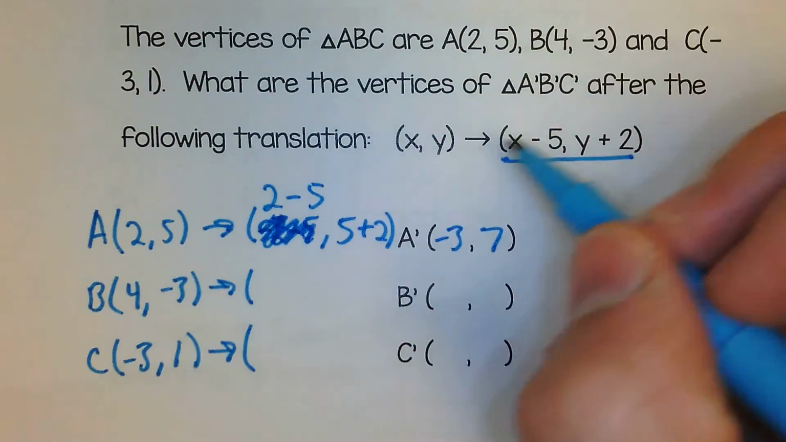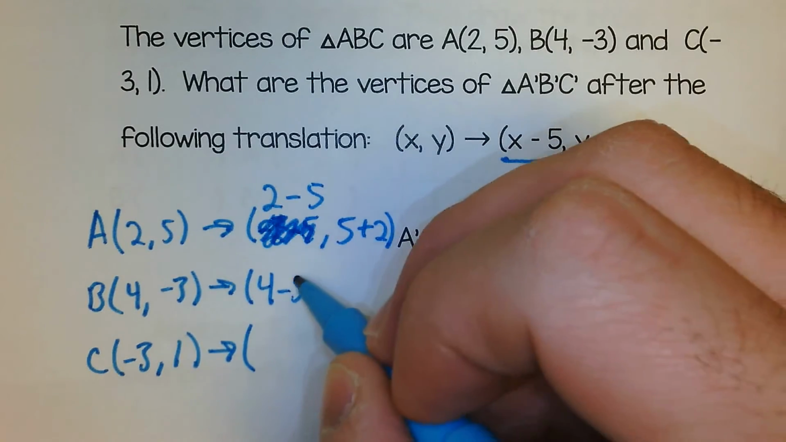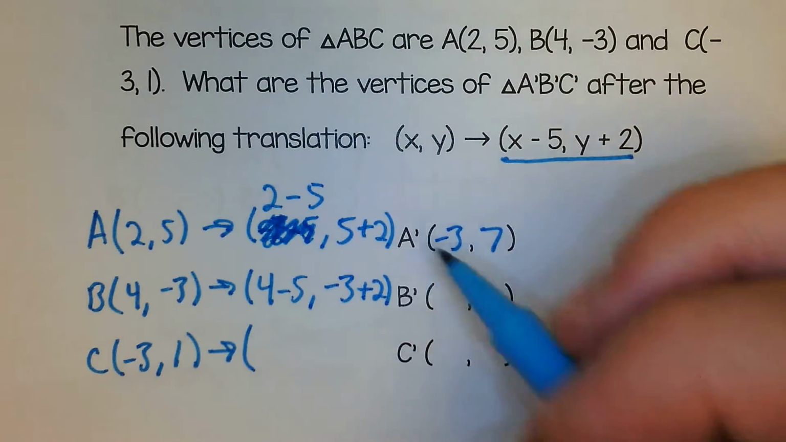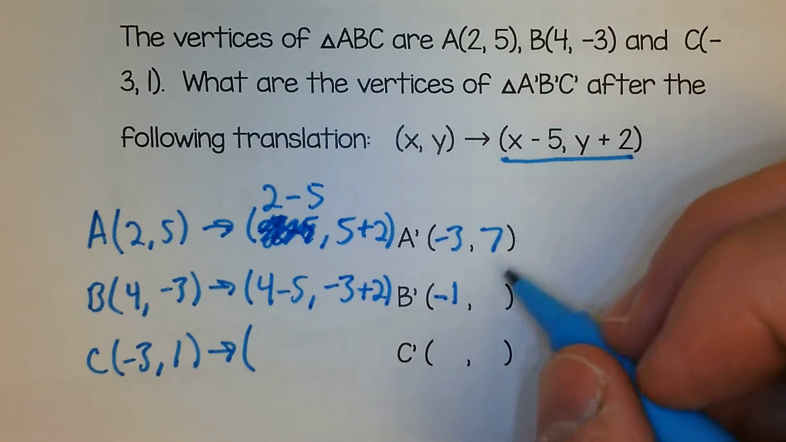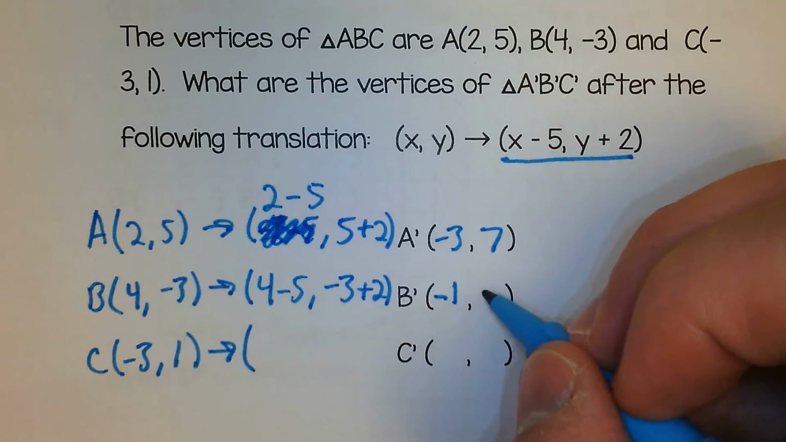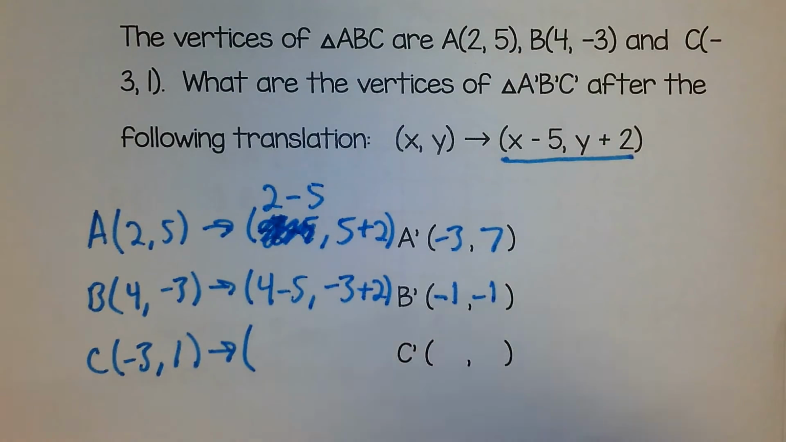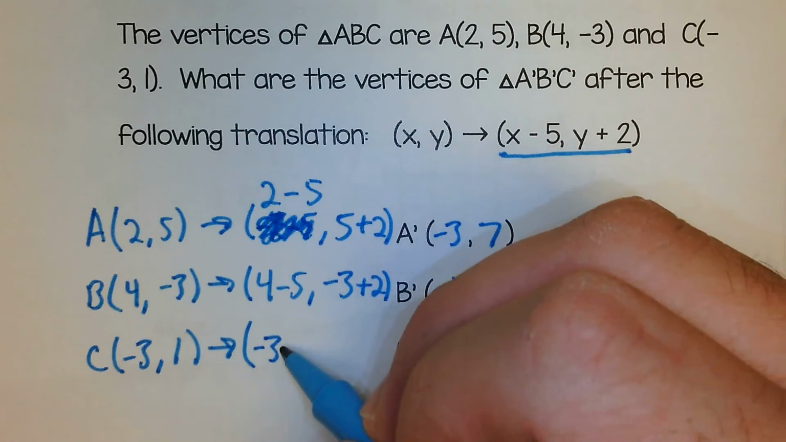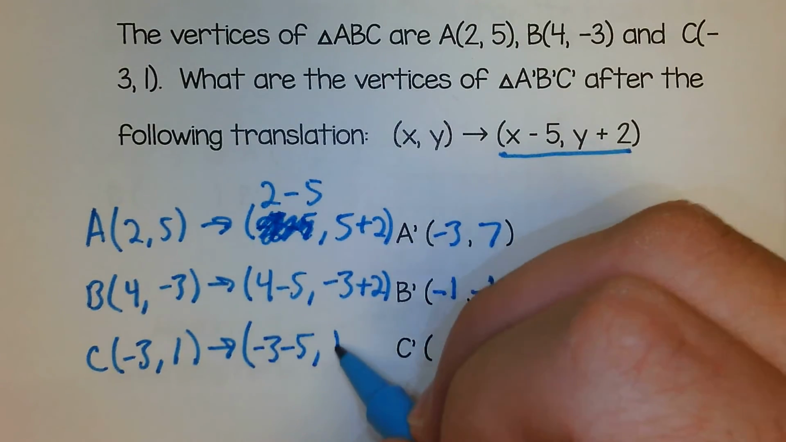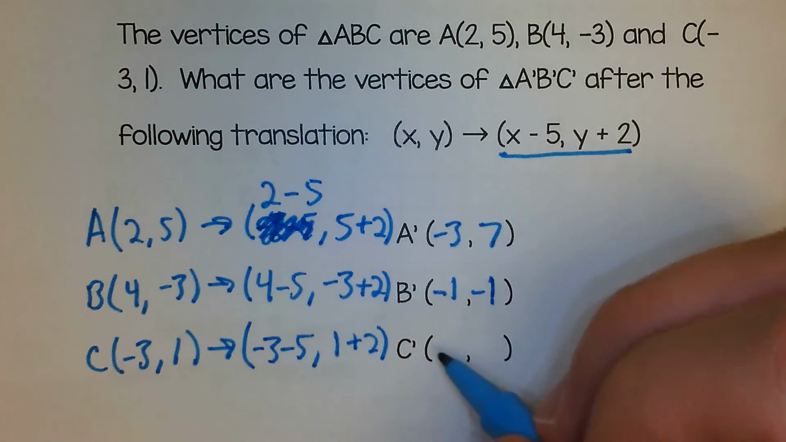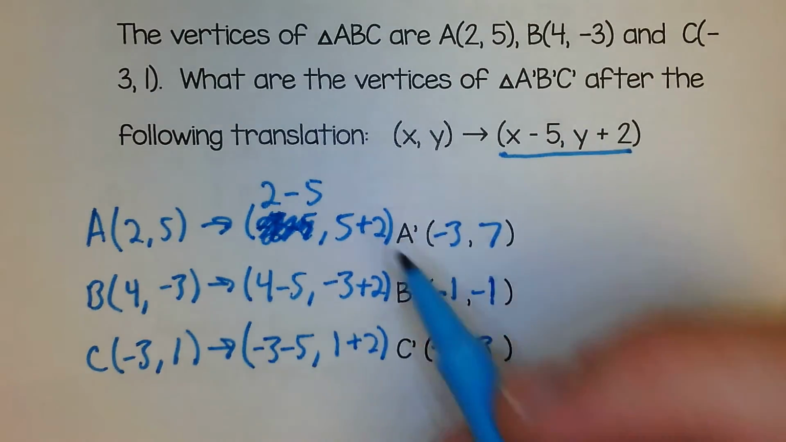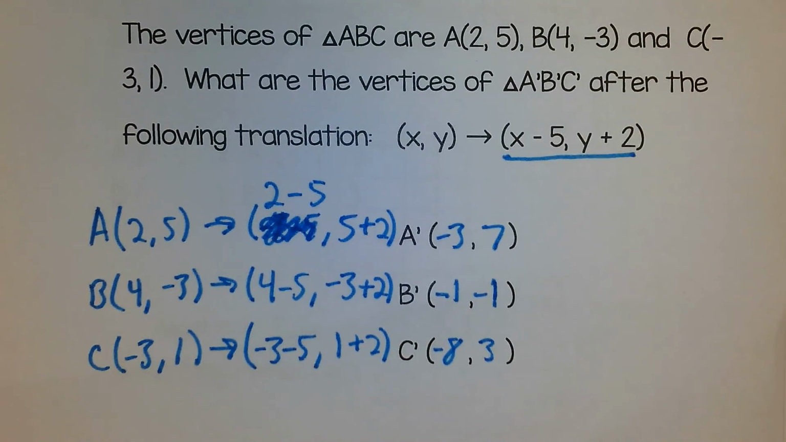Then we have 4 minus 5, and then -3 plus 2. 4 minus 5 would be -1. -3 plus 2 would be -1. And again, use a calculator if you're unsure. And then the last one, we would take -3 minus 5 and 1 plus 2. -3 minus 5 is going to be -8, and 1 plus 2 is 3. So those would be my points for A', B', and C'.